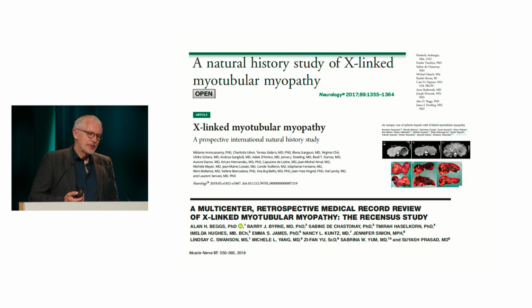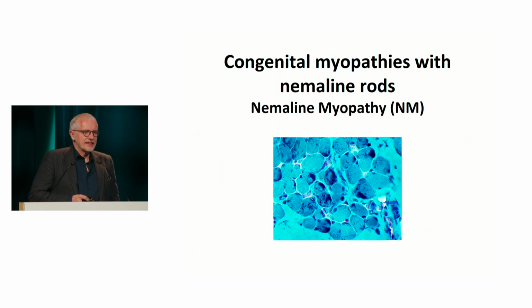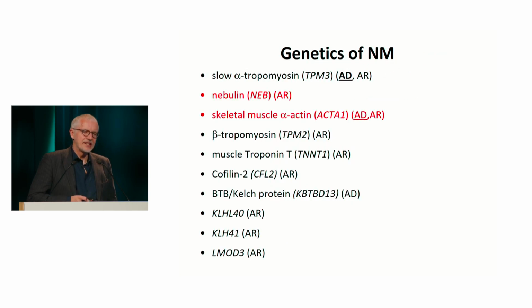And it appears that there also may be a specific defect in how bilirubin is processed and transported in this condition. The fourth classical congenital myopathy, Nemaline myopathy, is also genetically extremely heterogeneous. At least the initially described genes all play an important role in thick and thin filament assembly and interaction. And the two most commonly involved are nebulin and mutations in the skeletal muscle alpha-actin gene.